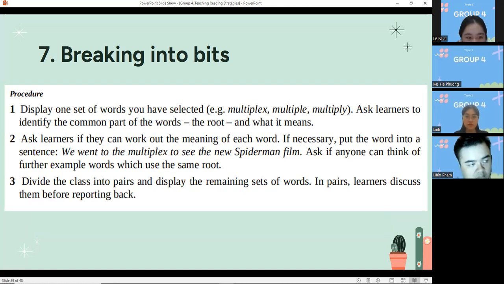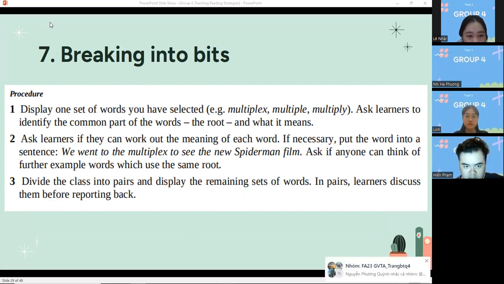So the procedure will take place in 3 stages. The first one, the teacher will display one set of words that she or he has selected, and ask learners to identify the common part of the words, such as the root and what it means.